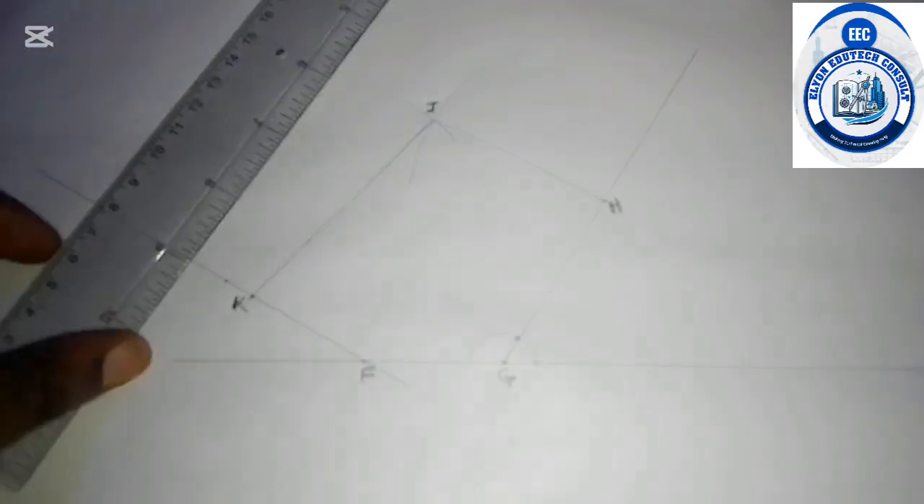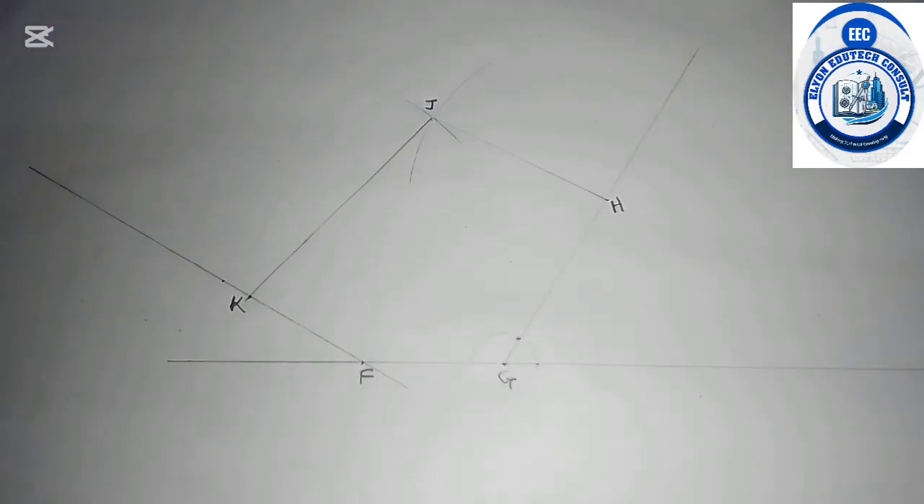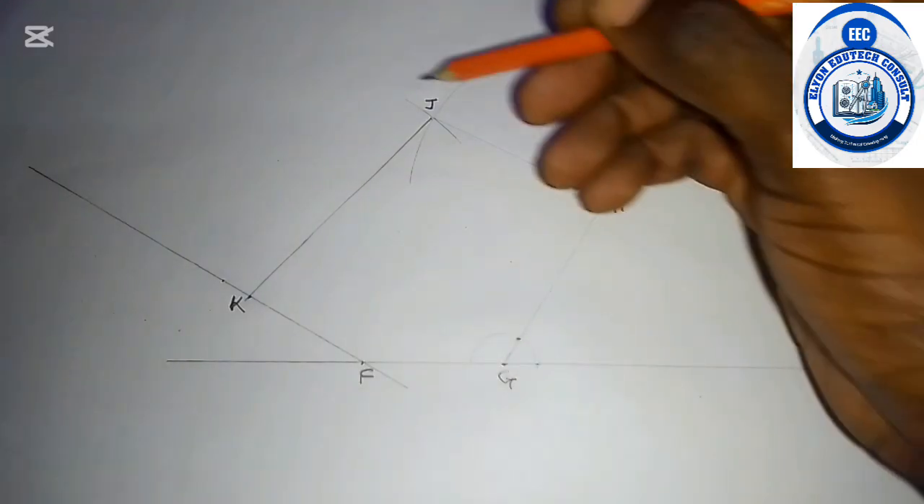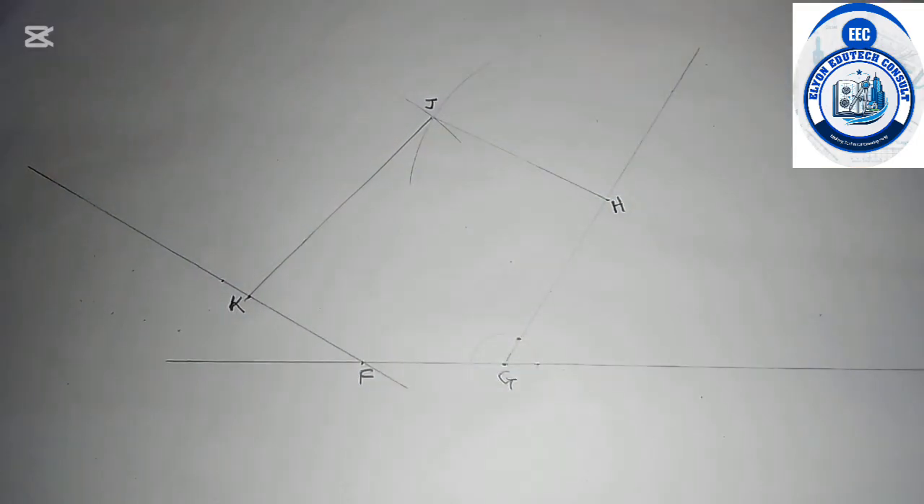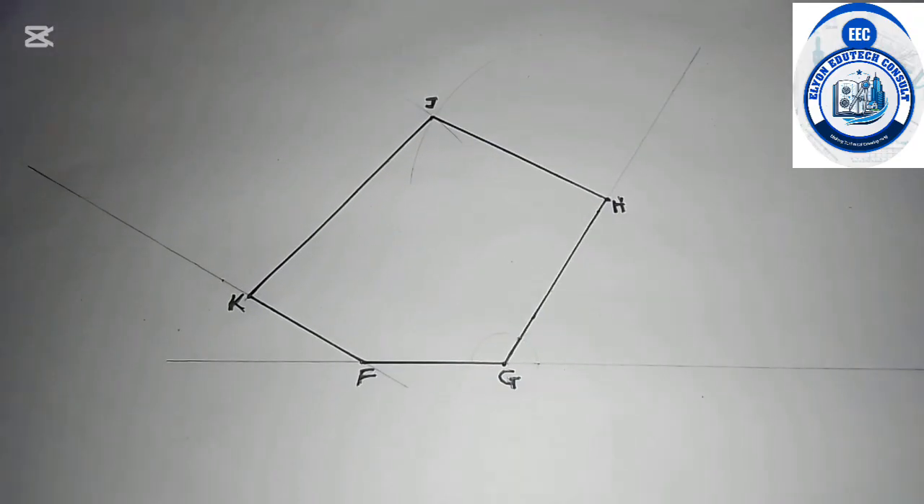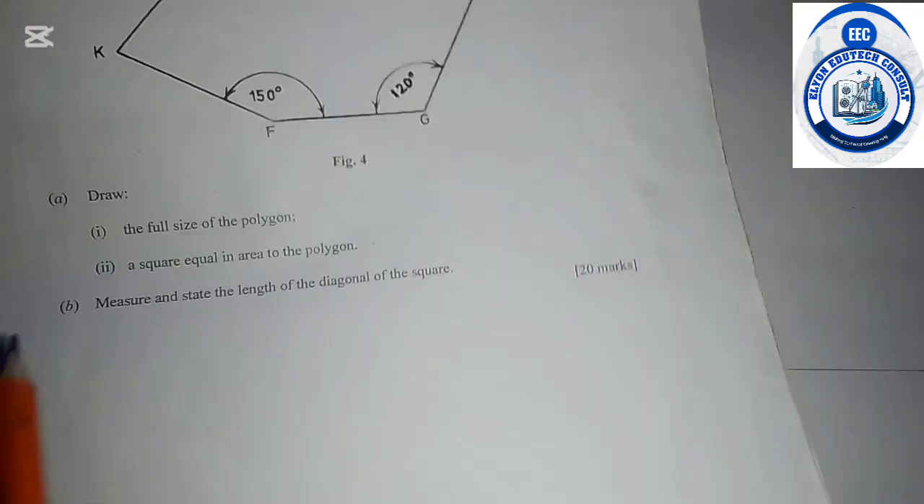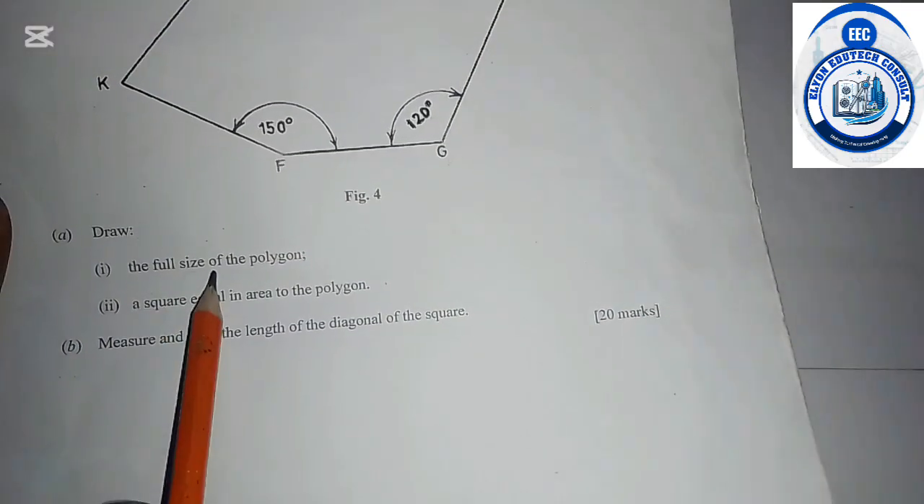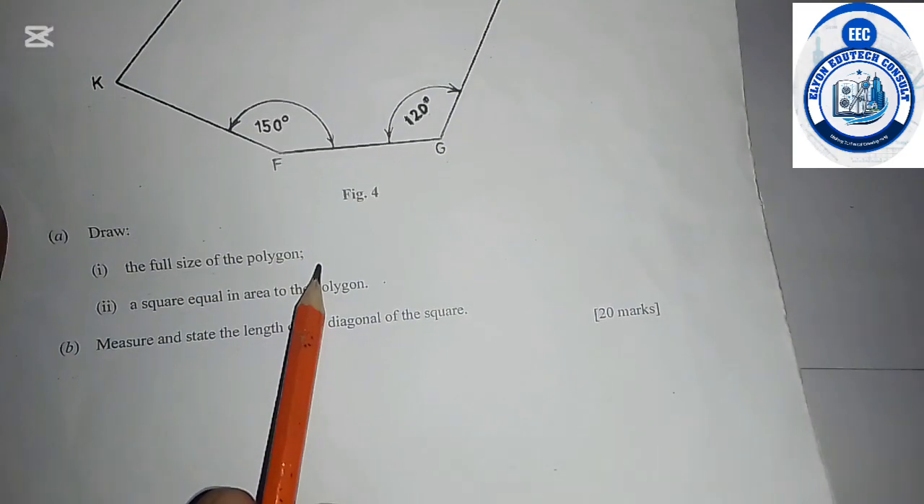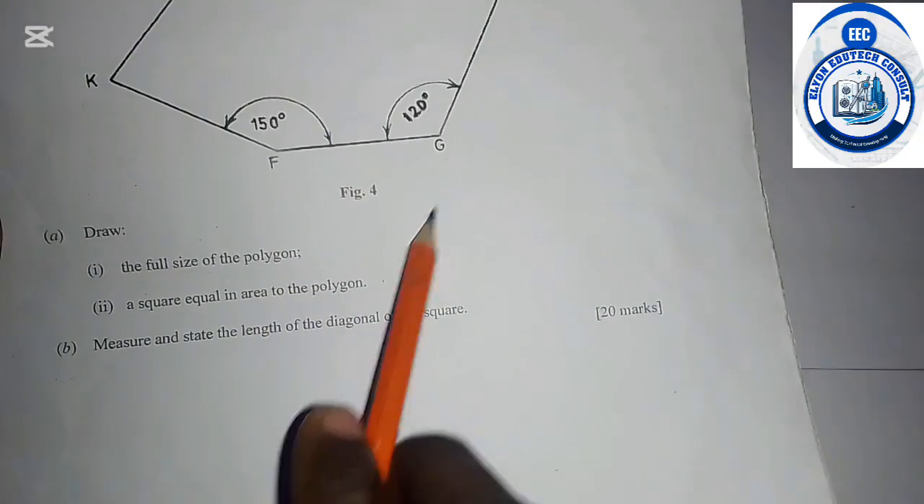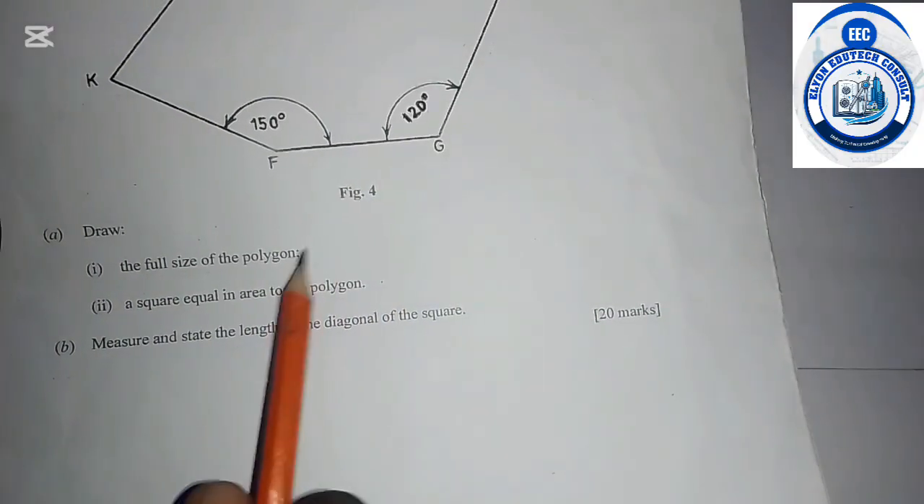All right, so we have our irregular pentagon now. So I will just stick it out. Let me highlight it now. When you are highlighting, use your 2B pencil. So here is what we have as the given view. We have drawn the full size of the polygon, so you are going to get your full marks for this Roman figure 1.